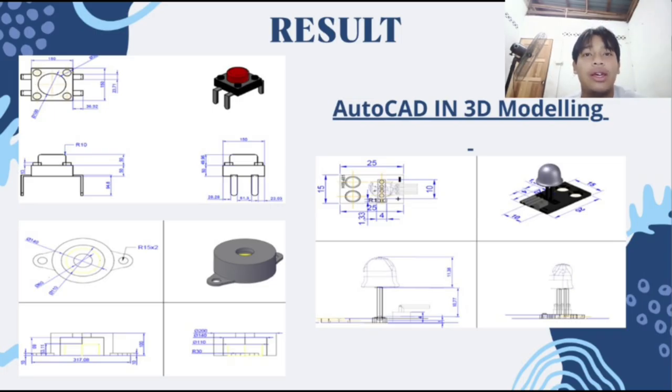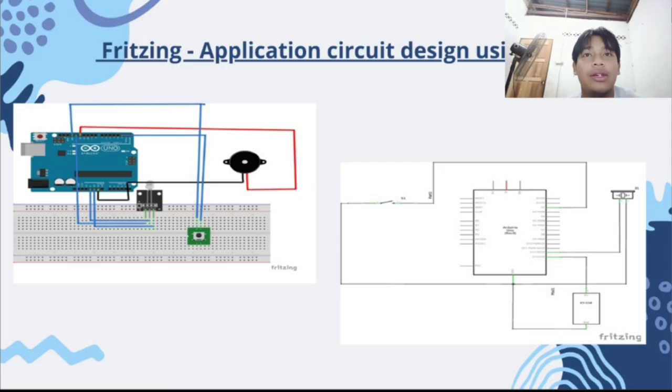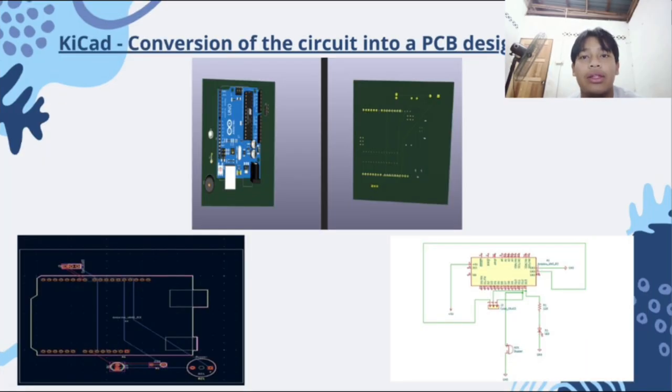Now, for the result, we use AutoCAD in 3D modeling. This is the sensor HW481. This is a buzzer. This is a push button. And this is the circuit design using Fritzing. This is a breadboard view. This is a schematic view. And figures 7 and 8 are the 3D viewer for the PCB. And figure 9 is the connection of the PCB.